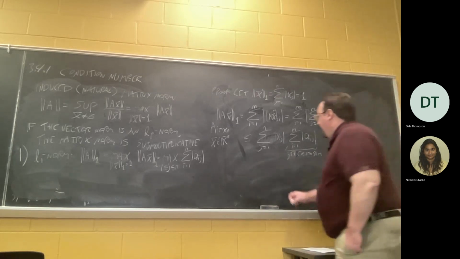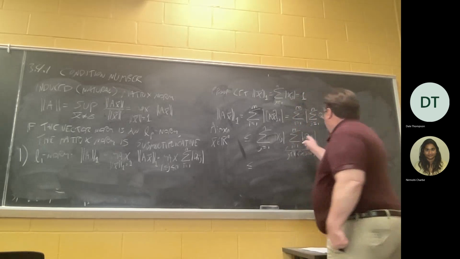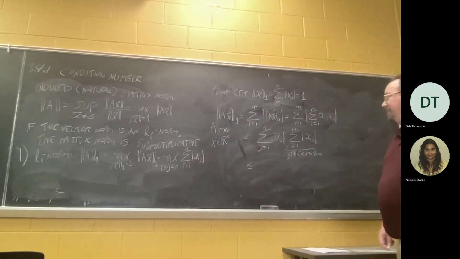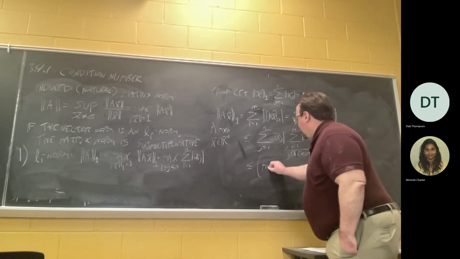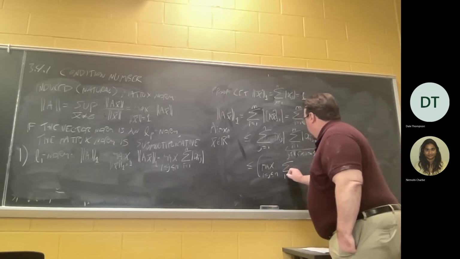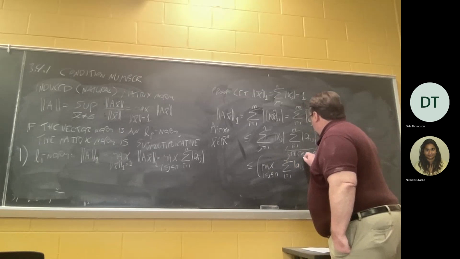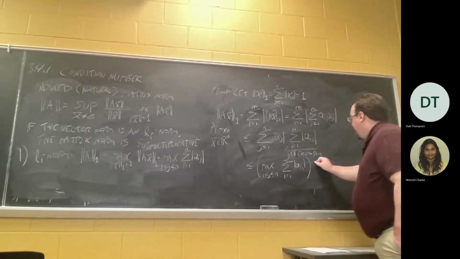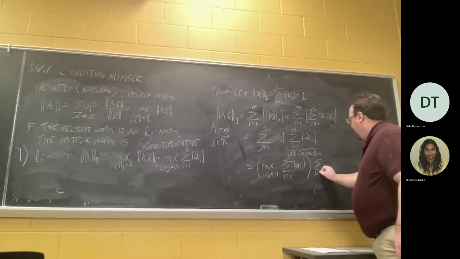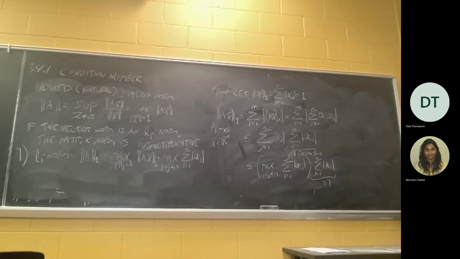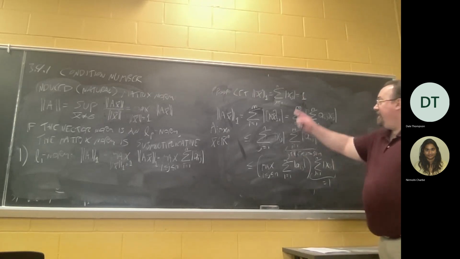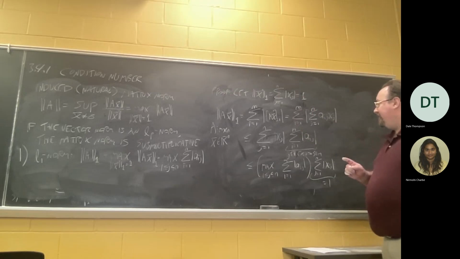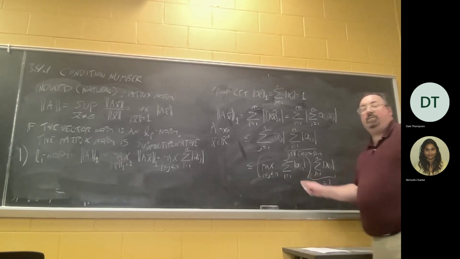So if I replace this by the maximum column sum, then I can pull it out of the sum over j. But the sum of the absolute values of xj is 1 by the assumption. So the one norm of AX is bounded above by the maximum column sum.